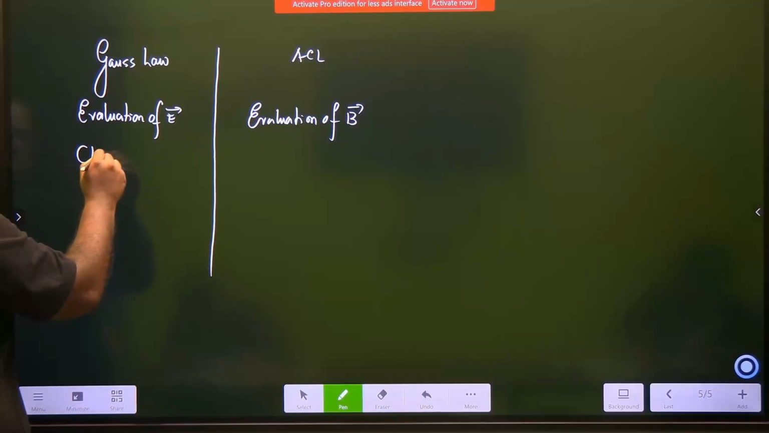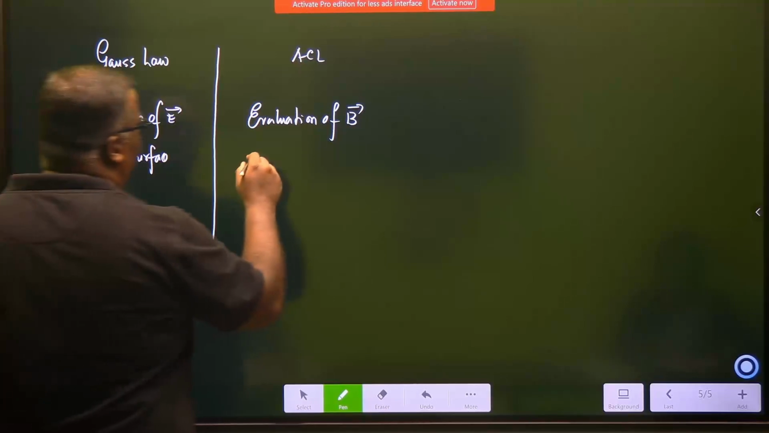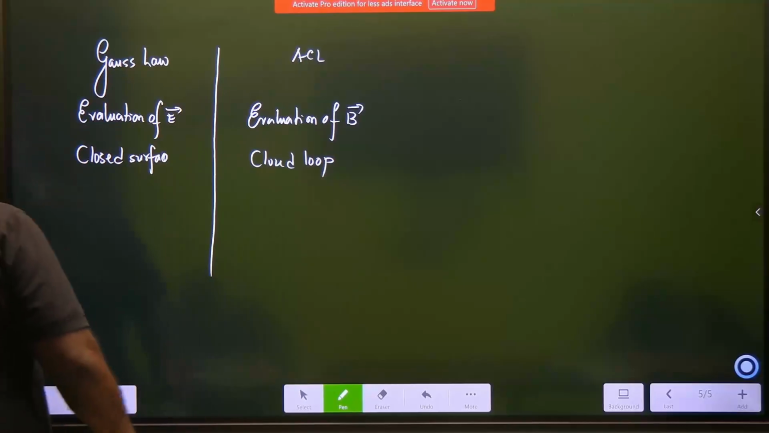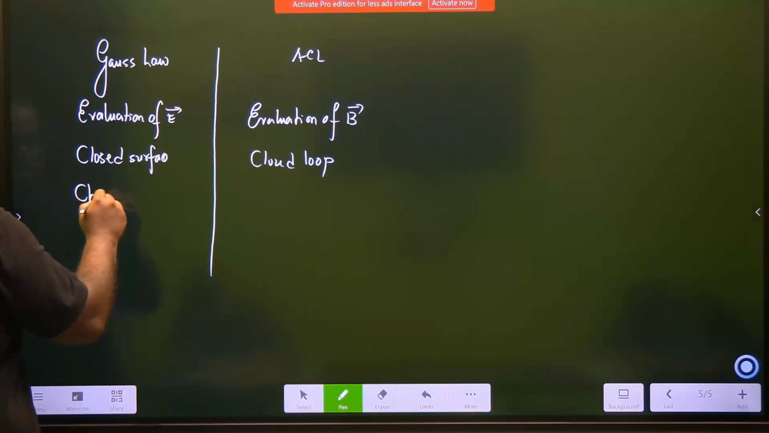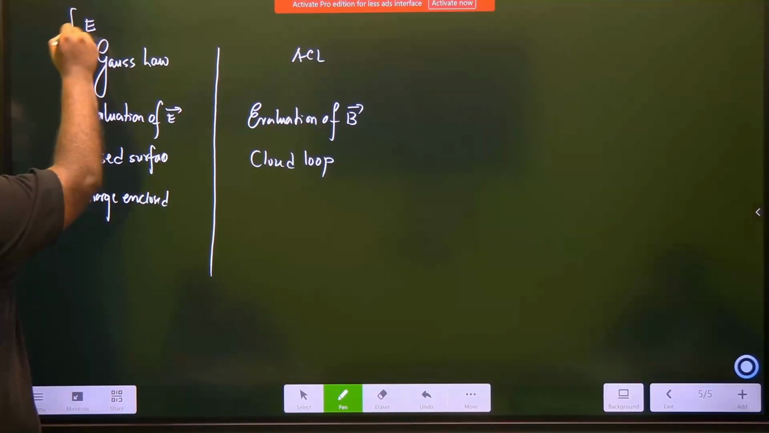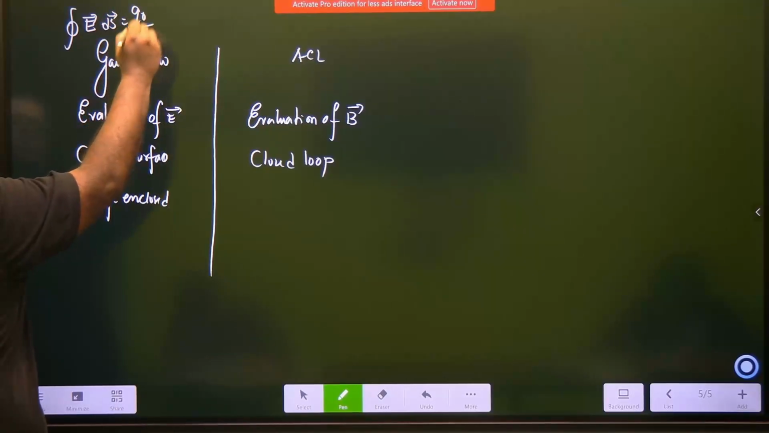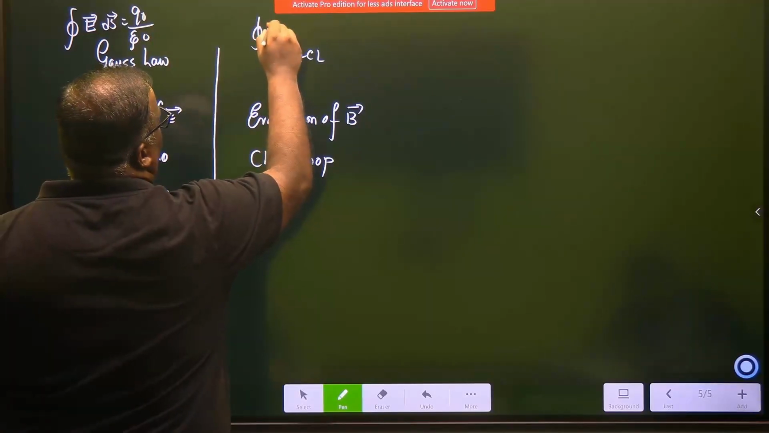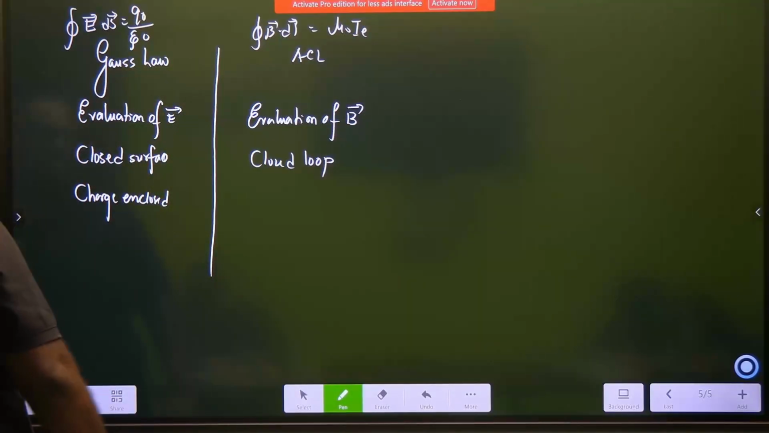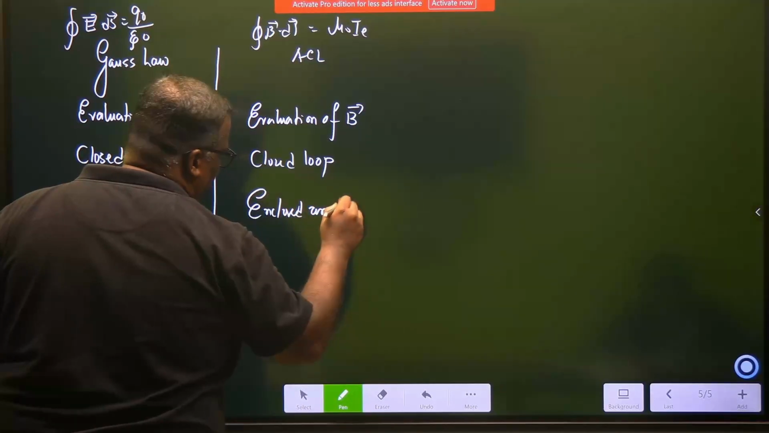Gauss's law works on something called the Gaussian surface, which is a closed surface. This is a 2D surface, and this is a closed loop, 1D. Then here we have charge enclosed, right? If you remember, the closed surface integral of E dot dS is equal to q by epsilon naught, and here it is the closed loop integral of B dot dl equal to mu naught I enclosed. So it is charge enclosed, and this is enclosed current.